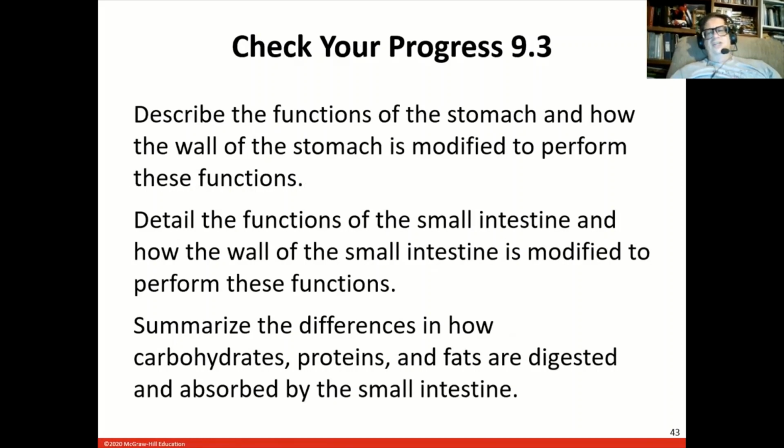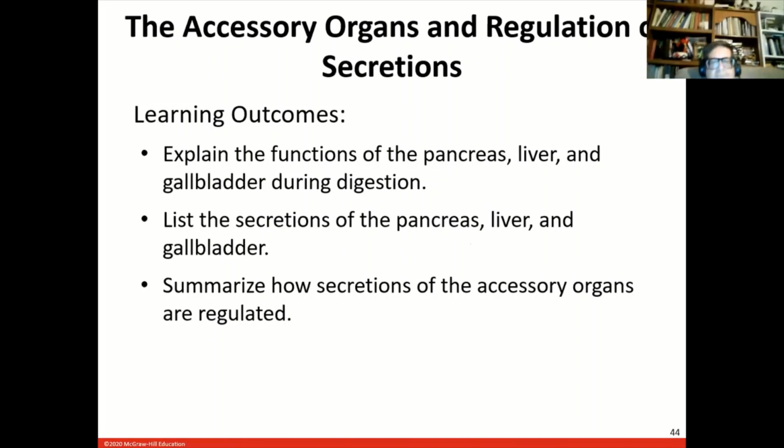All right, this is a check your progress. I'm going to pause for a few minutes. I want you to read over the questions, see if you can answer them. If you can't, you rewind the video and you watch again to make sure you can answer it. And then we'll move on. Okay. So let's pause it here and then we'll start another video to get the second half.